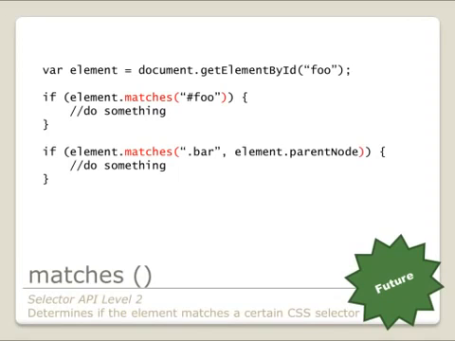The difference is that you can pass in an optional second argument, which is the reference node. So let's say that I want to know if this element has a class of bar, but only if it's inside of a specific element. I can pass in that reference element as the second argument to matches, and it will only return true if the CSS selector matches that element in reference to that second argument. This was really something that was missing from the original implementation. I'm glad that it's added. However, it's not supported in any browsers yet. Look for it soon.